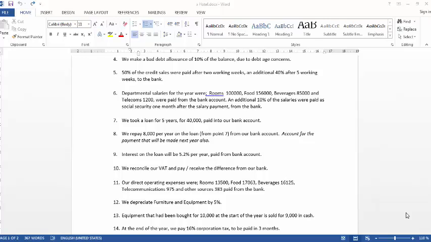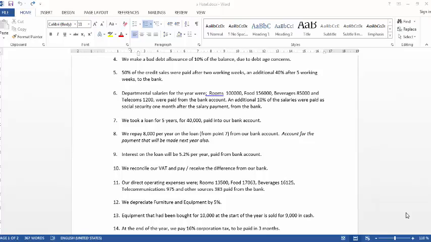In question 4, we make a bad debt allowance of 10% of the balance due to debt age concerns. A bad debt is obviously a debt that we do not receive, and the debt age concern refers to the knowledge that as a debt gets older, it is a lot less likely you are going to receive that money. From whatever historical analysis we have done, we look at the people who owed us money, and we've determined that some people are less likely than others. I've given it a number here of 10%, you might have 1% to whatever it may be.